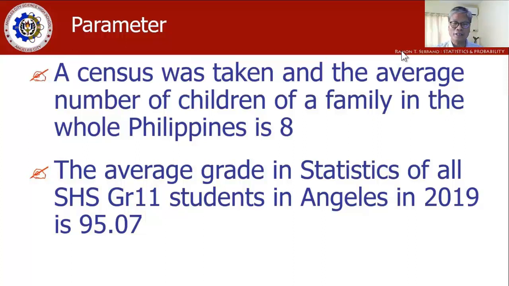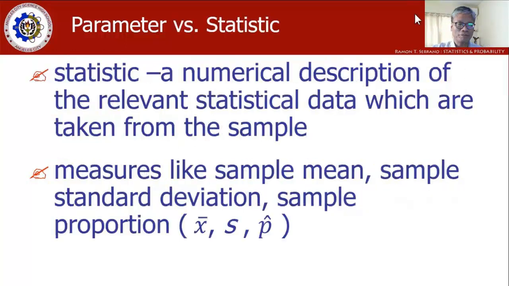Okay. And then another example is the average grade in statistics of all senior high school grade 11 students in Angeles. Again, all senior high school grade 11 students in Angeles in 2019 is 95.07. Again, you're talking of the population average. Okay, so those are examples of parameters. Of course, there could be parameters regarding standard deviation, variances, or proportions, which we will study in detail in future topics. Now, let's go now to statistic.